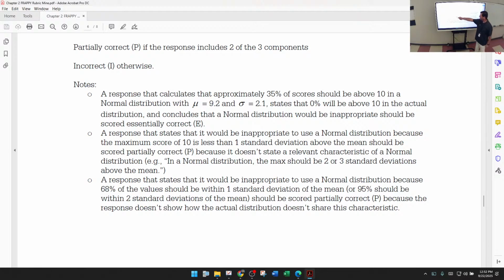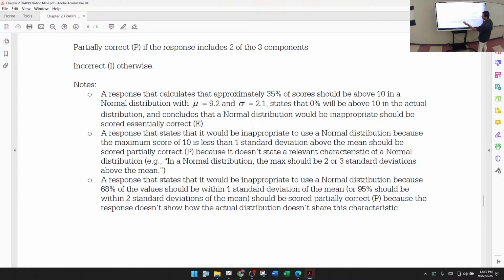A response that states that it would be inappropriate to use a normal distribution because the maximum score of 10 is less than 1 standard deviation above the mean should be scored a P, because it doesn't state a relevant characteristic of a normal distribution, i.e., in a normal distribution, the max should be 2 or 3 standard deviations away.